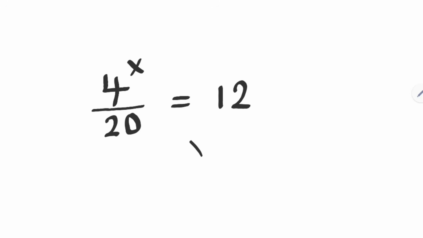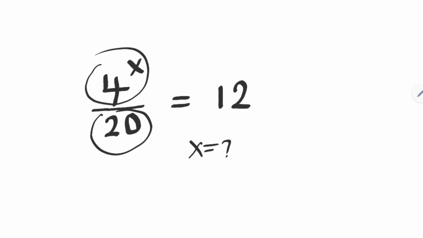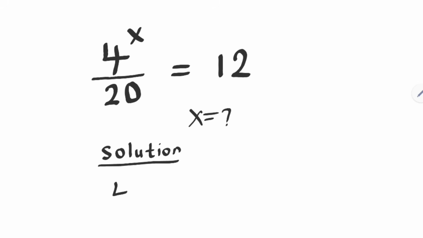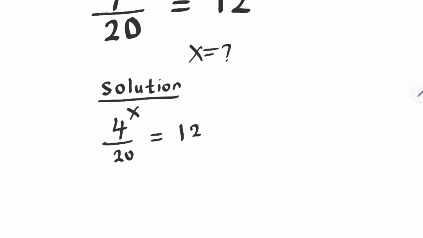Hi, let us solve for x given 4 raised to power x divided by 20 is equal to 12. Let's begin. Solution. The given equation is 4 raised to power x divided by 20 is equal to 12. Let us cross multiply.